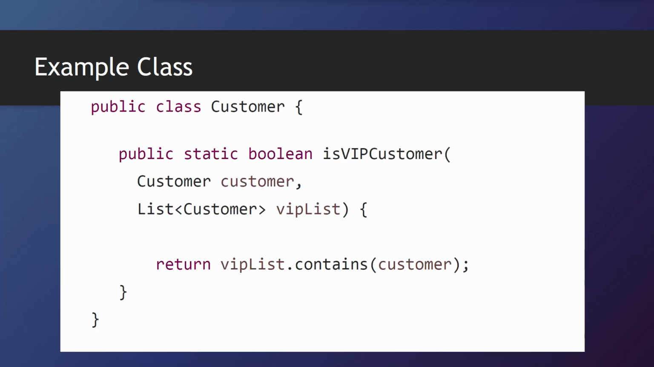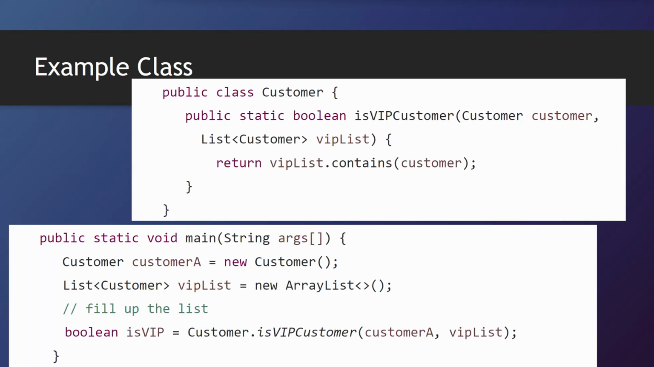Another example of a kind of static method is one that is more like a functional or a helper method. You might have, for example, a method that takes in a customer object and a list of priority or VIP customers and determines if the customer is a VIP based on whether the customer appears on the list. This is an example of a method that might be static. It's like a utility or a helper function for the class.